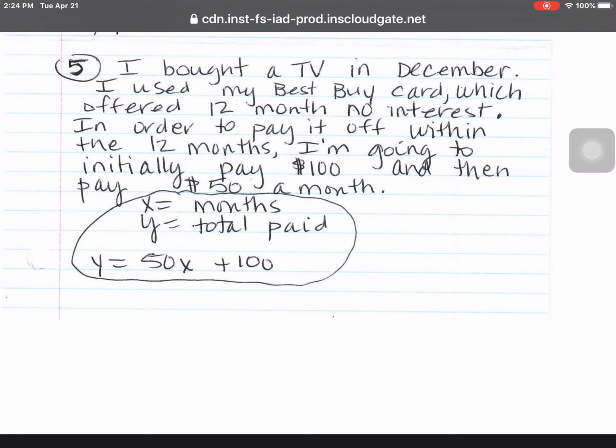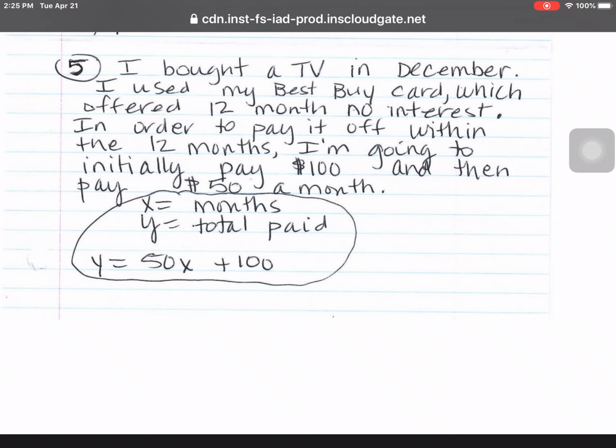So I've decided to pay the same amount each month, $50. And I had some Christmas money, so I used Christmas money of $100 to pay initially. So every month I'm going to pay $50, and I paid $100 at first. So X equals months and Y equals total paid. So Y equals 50 times X plus 100.